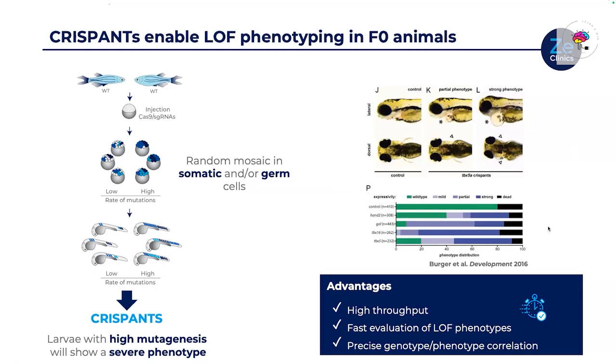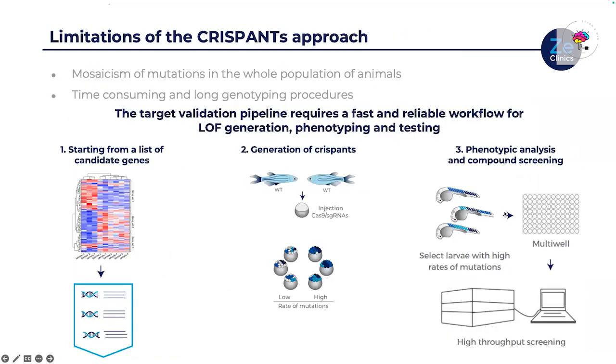Yes. Now. Okay. So the idea is that we would obtain different fish larvae with different degrees of phenotypes, which might be based on the severity of phenotypes, which might be based on the mutation rate. And so, as I said, this is very important because now we can start from a list of candidate genes, and we can generate crispants, and then we can do a phenotypic analysis and compound screening on these crispants already.